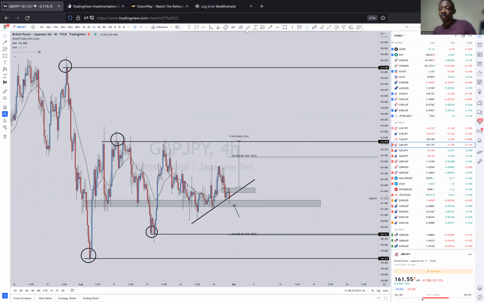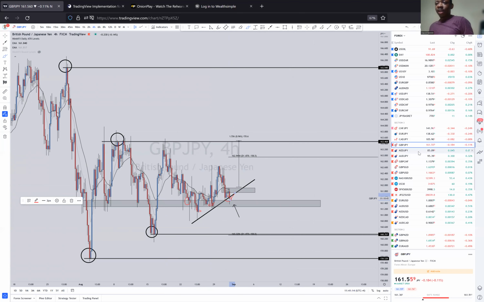And technically, if you look at this level, it looks like we have a potential head and shoulders pattern, and price is coming back to test this zone. So I'll keep an eye here to see how this H4 candle closes, and that will give us an idea of how to act long term.